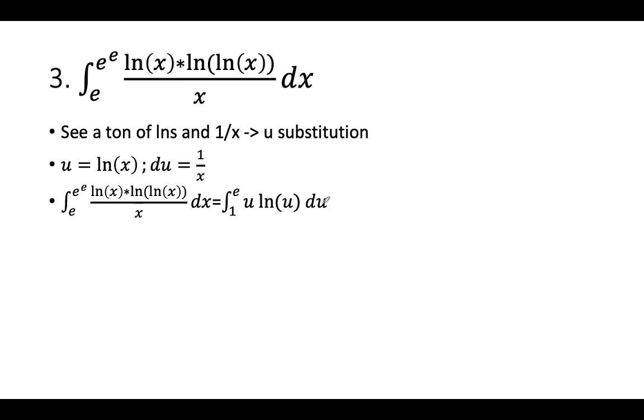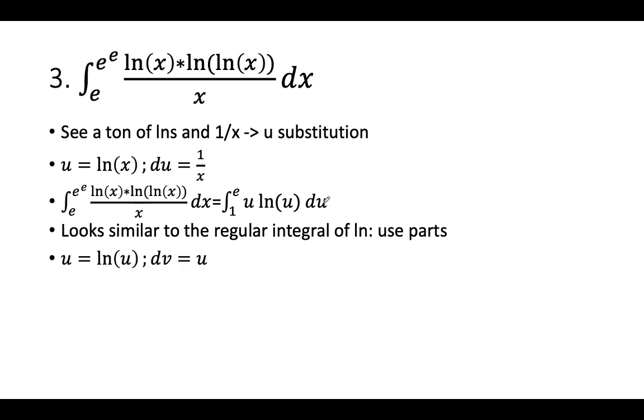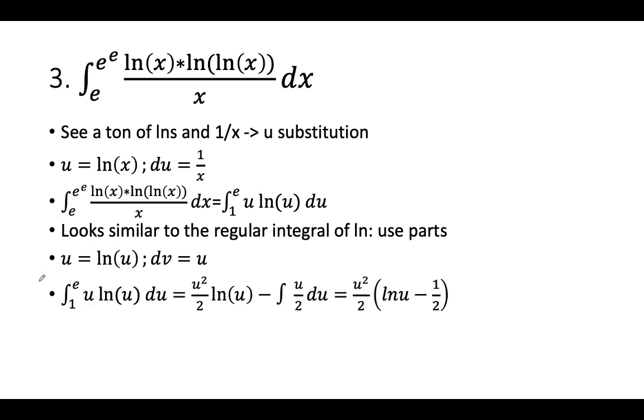And of course, we can do this one by parts. So u equals ln of u, and dv is u. We could do it the other way around, because we know what the integral of ln is, and then we can just differentiate this, but it's a little bit easier to do it this way. So you have the integral of u ln of u equals u squared ln of u over 2 minus u squared over 4. So pretty simple to evaluate, and that gives you e squared over 4 plus a quarter. You can work through the algebra if you like, but it's pretty straightforward.